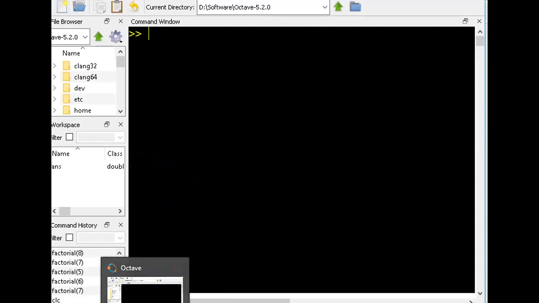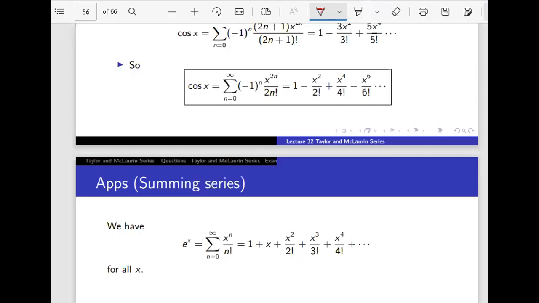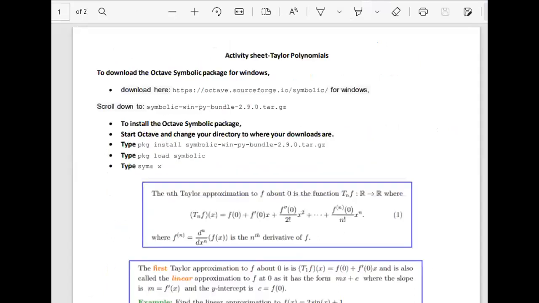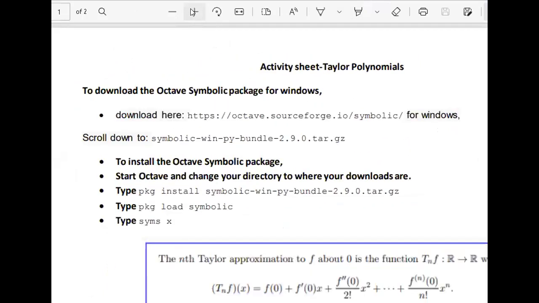Have you dealt with the symbolic package before? Octave symbolic package, do you know? Have you used this one before? Symbolic package? Anyone? No, okay. All right. So let's try to download this package to your computer, right?